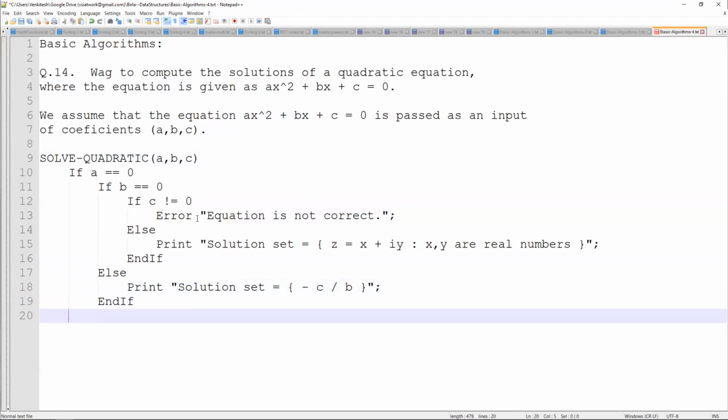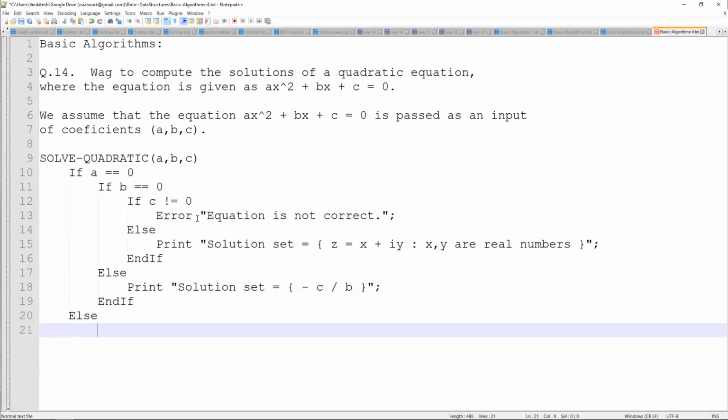Now when you come back here, what do you get? Else. Now we are in business, right? A is not 0. So now this is properly a quadratic equation. It's not a linear equation. It's a quadratic equation. What is the first thing you do?